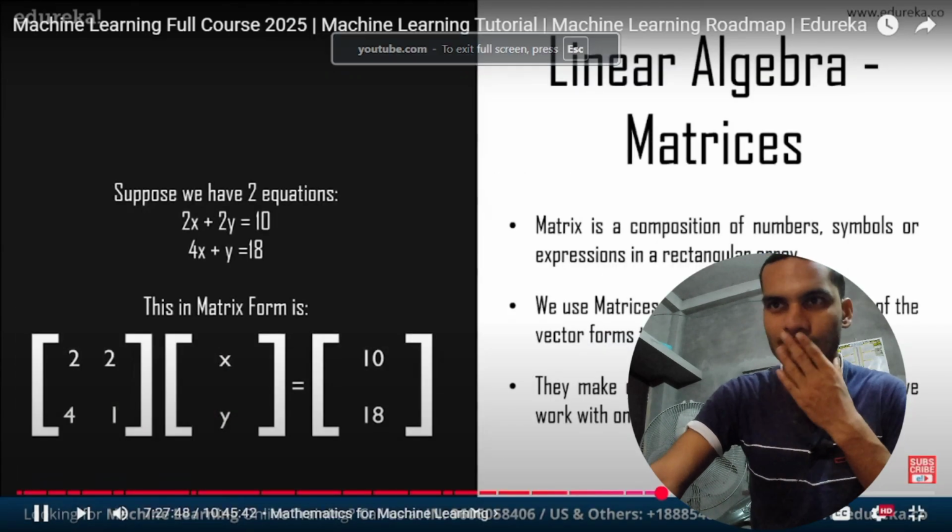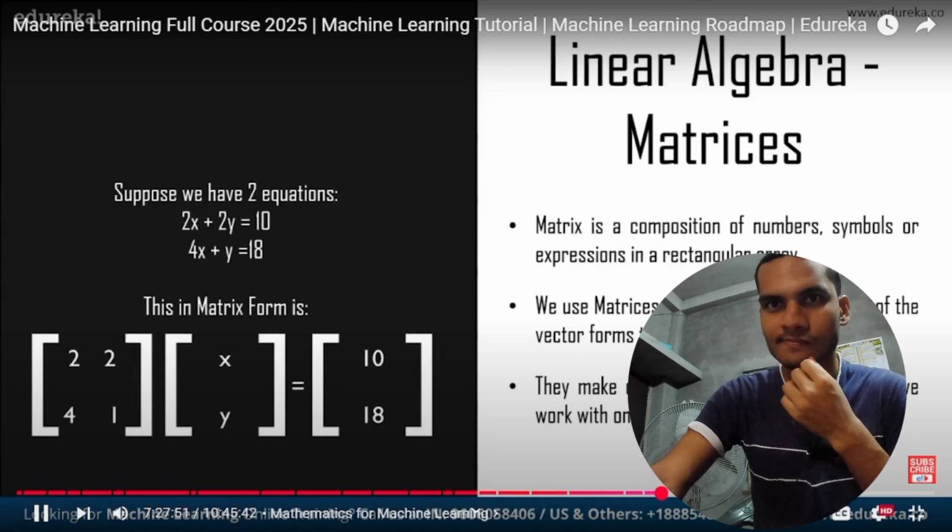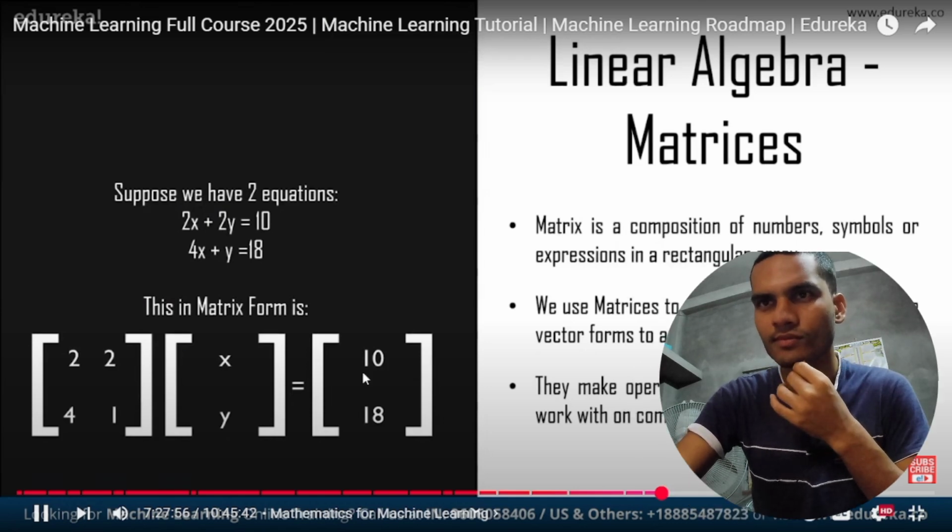we have x and y is equal to 10 and 18. If you multiply it accordingly, you would be getting back the same equation that we had earlier. This is how matrices are used in linear algebra.